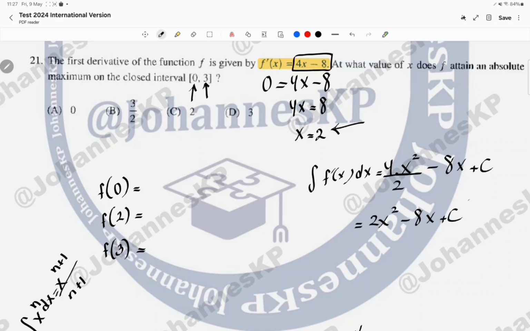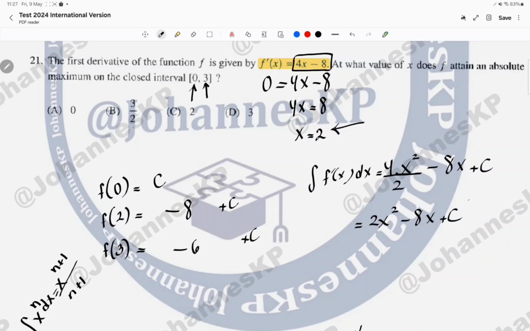Yes. Now plug in the 0. So you're going to get c. Plug in the 2. So 2 times 4 minus 8 times 2 plus c. 2 times 4 is 8. 8 times 2 is 16. So 8 minus 16 is negative 8. Now plug in the 3. So 2 times 3 squared minus 8 times 3 plus c. So 2 times 9, 18. 8 times 3, 24. 18 minus 24. Negative 6.